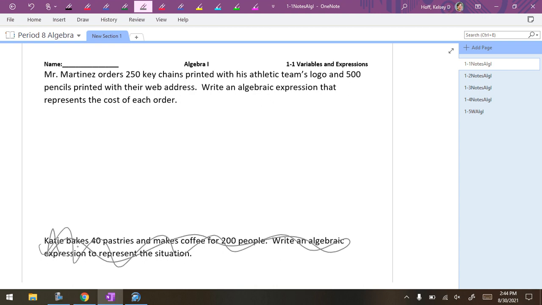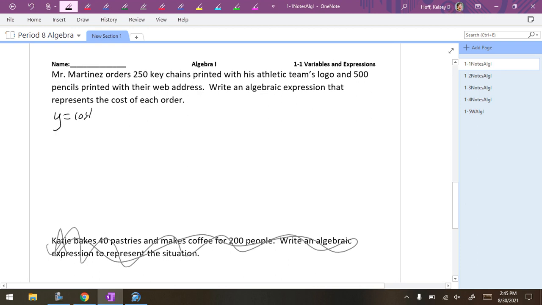Okay, so if we're trying to figure out the cost of his order, what information are we missing, Maddox? The price of. Okay, and are they the same? No, so we have to pick 2 different variables. Pick one. Why? What's it standing for? What about keychains? The cost of one keychain.